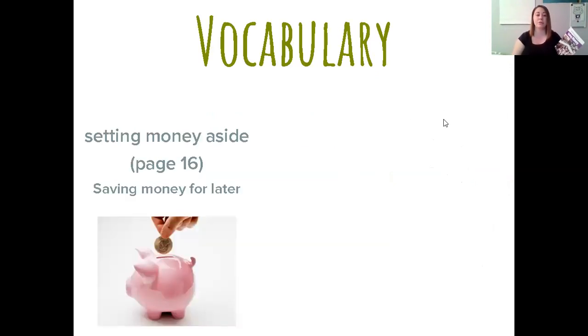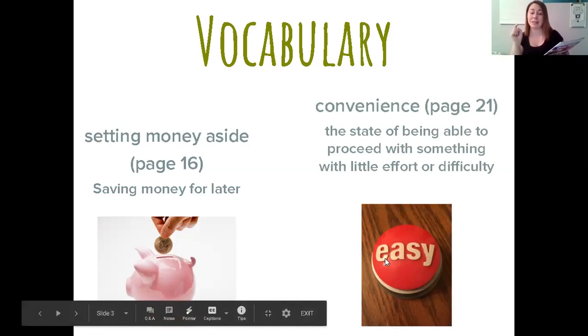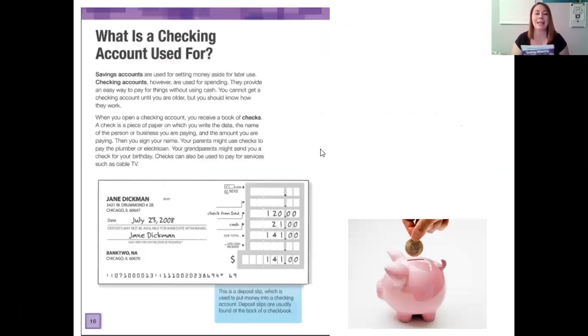Let's jump into our vocab. The first thing we have is a phrase: setting money aside. That's just saving your money for later, like putting it in my piggy bank. Our other word is convenience, which is being able to do something with only a little bit of effort or difficulty. Like it's not hard, it's easy, like the That's Easy button. Let's get started reading.